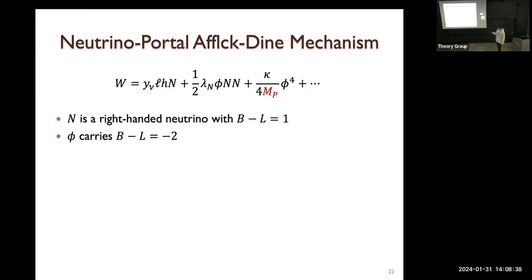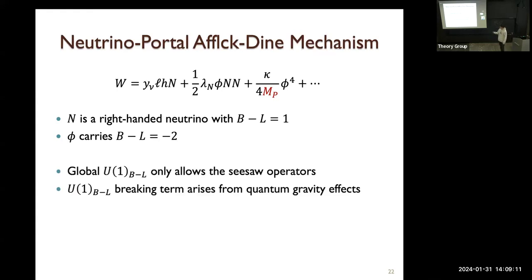Our superpotential looks like this. Here N is the right-handed neutrino with B minus L equal to 1. This is actually a charge conjugation of the right-handed neutrino, but I just write right-handed neutrino. That is the conventional term, but some people put C here, and I just omit it. Ah, okay, so actually it should be C here. That doesn't matter. And this phi, our AD field, carries B minus L equal to minus 2. This global U(1) B minus L symmetry only allows a seesaw operator. With these two fields, this is the only term you can write conserving U(1) B minus L, which is exactly the seesaw operator. All other U(1) breaking terms should arise from quantum gravity effects, but need to be suppressed with M_Planck.